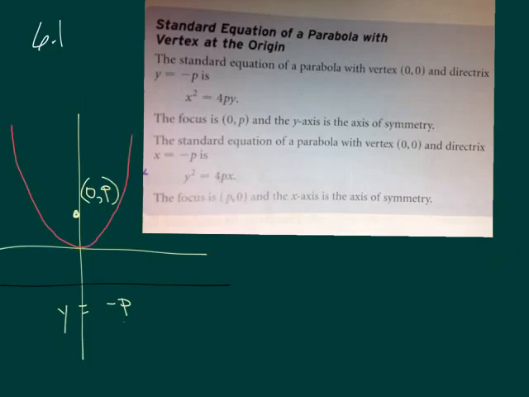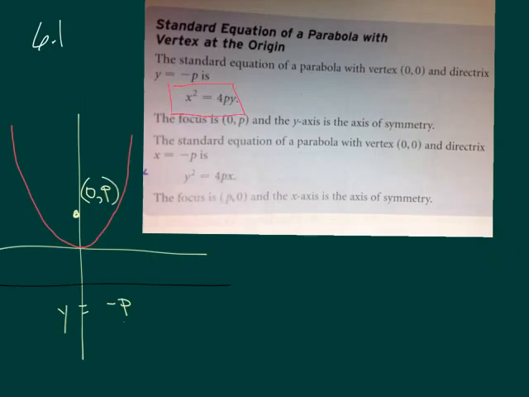So with a parabola that is this shape, this is the formula for it. This is the standard equation for a parabola with a vertex at 0, 0, the directrix at y equals negative p, so the focus is at 0, p, and the y-axis is the axis of symmetry, which we just went over here. So this formula right here is a very important formula to remember.